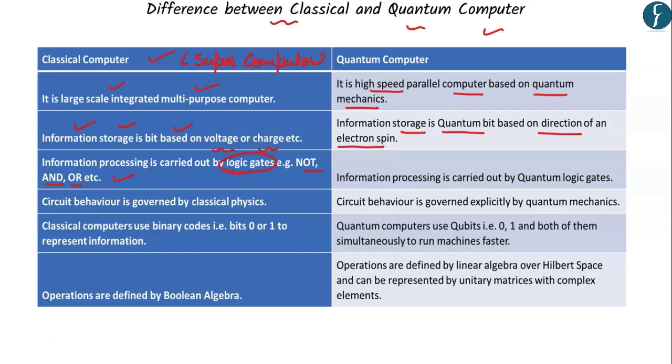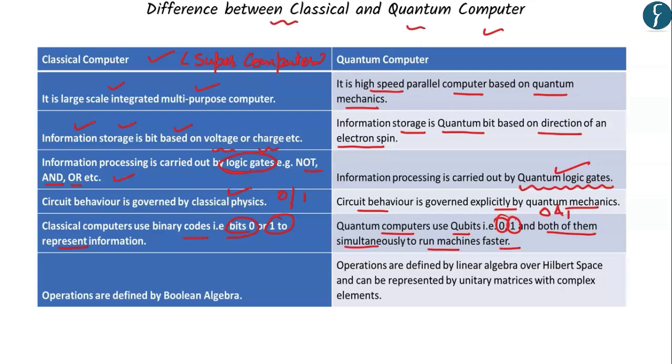Information processing is carried out by quantum logic gates. In classical computers, circuit behavior is governed by classical physics, in which the value is stored either as 0 or 1. In quantum computers, circuit behavior is governed explicitly by quantum mechanics, in which the information can be 0 and 1 at the same time. Classical computers use binary codes, that is bits of 0 or 1, to represent information. Quantum computers use qubits of 0, 1, and both of them simultaneously to run machines faster.